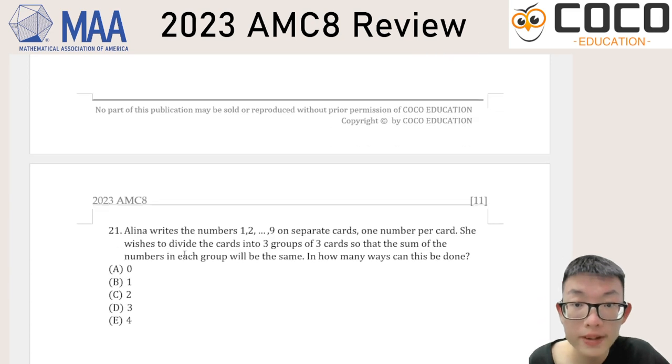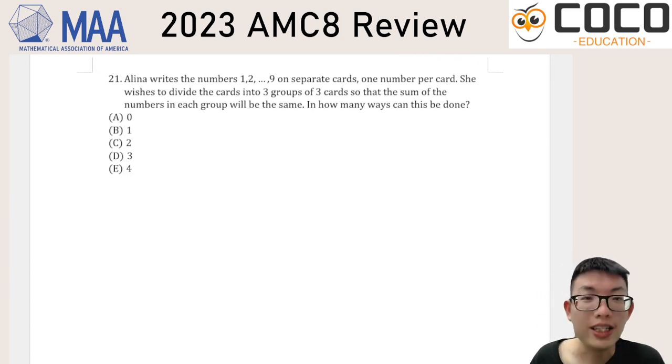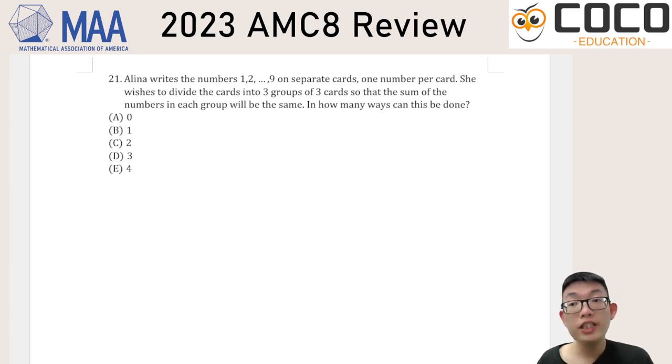Question 21. Lina writes the numbers 1 to 9 on separate cards, one number per card. She wishes to divide the cards into 3 groups of 3 cards so that the sum of numbers in each group will be the same. How many ways can this be done?